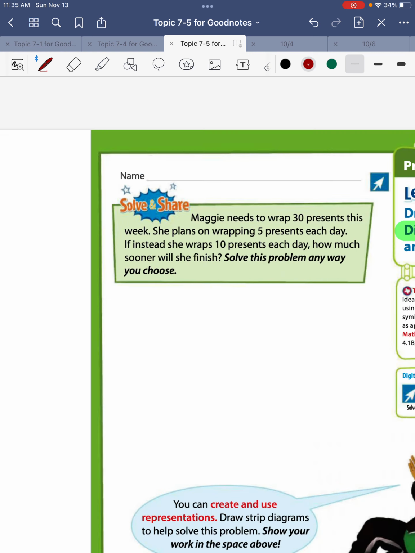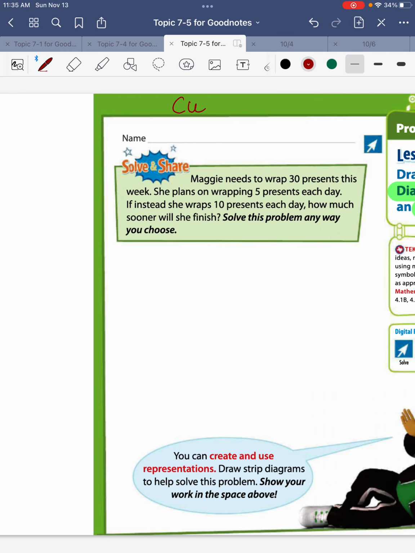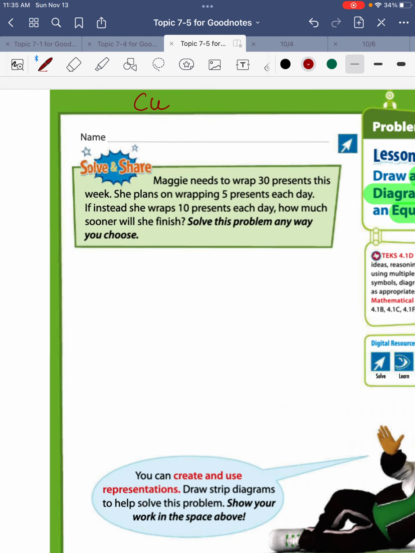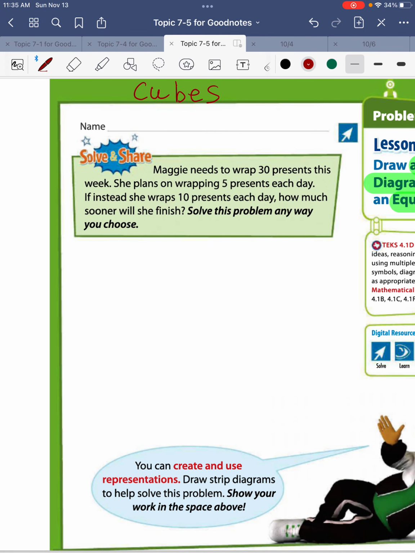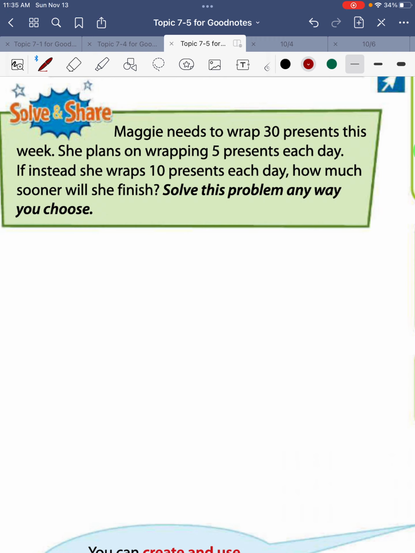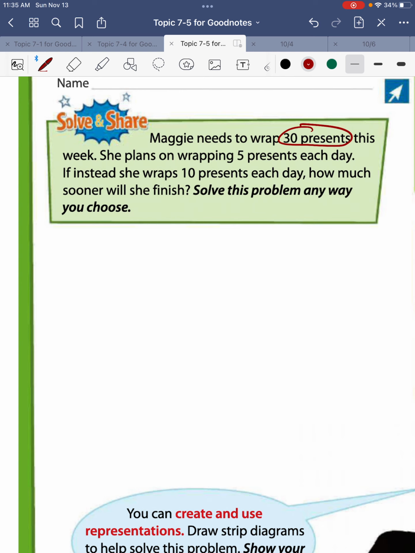Okay, so as always, I'm going to do my cubes. And I'm going to circle my important numbers. So 30 presents. She plans on wrapping 5 presents. And then if instead she wraps 10 presents, okay, then I'm going to underline my question. If instead she wraps 10 presents each day, how much sooner will she finish? Okay.